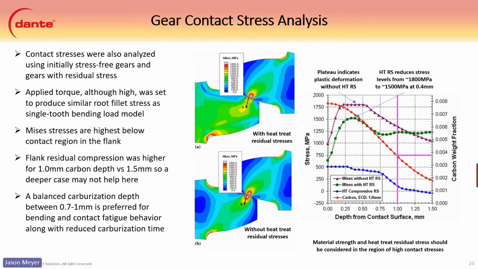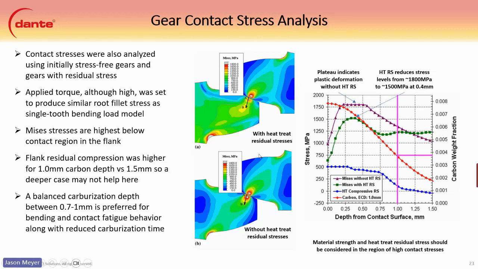And lastly, you don't just look at the compression in the root for bending. You also have to look at the contact stresses as well to make sure that those aren't going to be issues here. We can see a plot with these two plots here. This one has residual heat treatment stresses that were built into it. And then these other three here would be stress-free conditions for the loading.